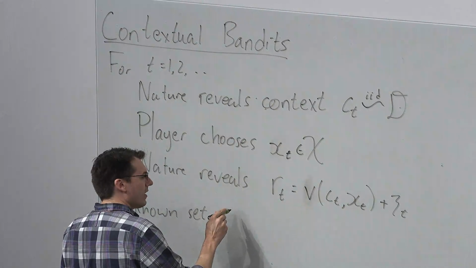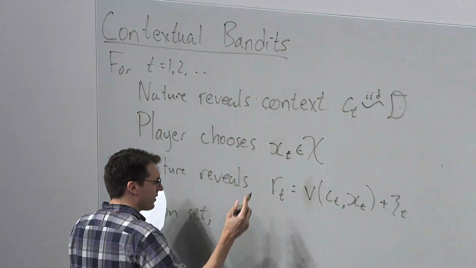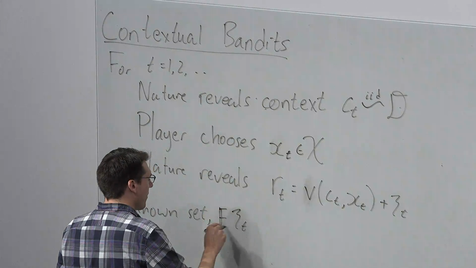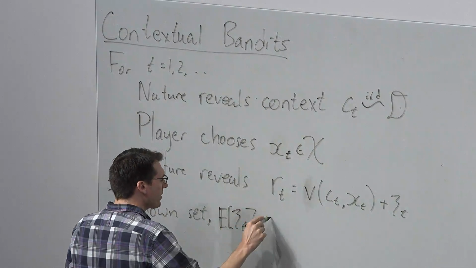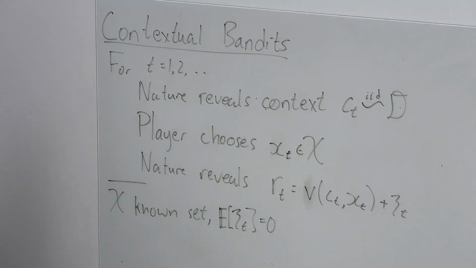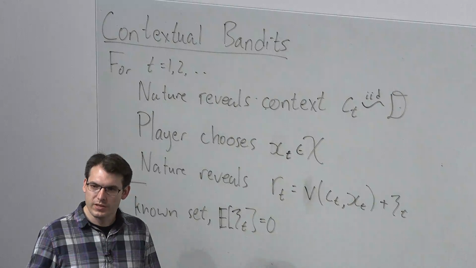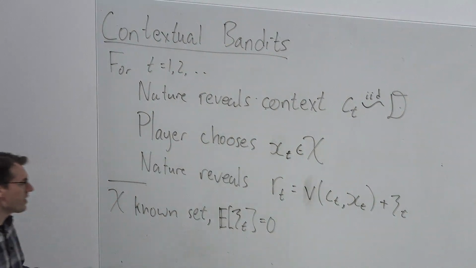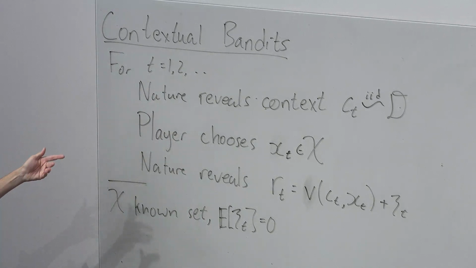And then eta_t, of course, is some IID sort of noise sequence with mean 0. And I'm going to assume for the purpose of this lecture that it's even bounded. Say it's absolutely bounded between -1 and 1. But again, these assumptions can be loosened. It's not that big a deal. It just makes it very simple to have this very rigid setting of IID contexts and IID rewards.